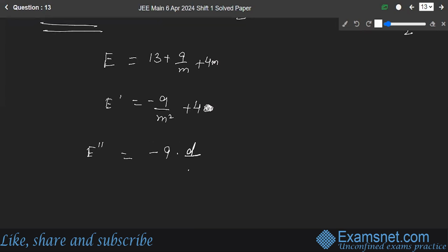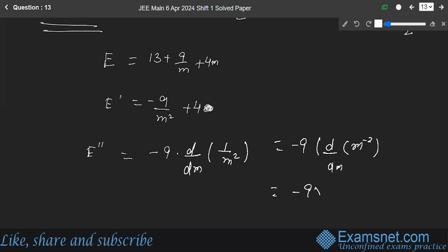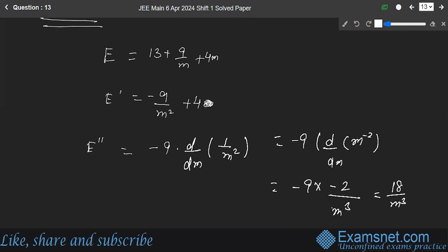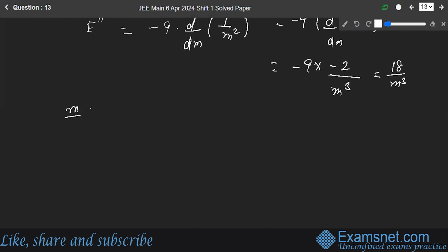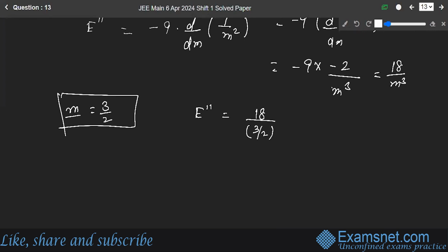This will be the derivative of this, minus 2 upon m cube. So this becomes 18 upon m cube. Now you are given that m is equal to 3 by 2, for which the first derivative was equal to 0. So your E double dash will be equal to 18 upon 3 by 2 cube, or 18 into 2 into 2 into 2 upon 3 into 3 into 3.